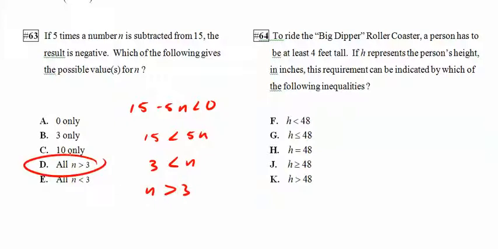Ride the Big Dipper. You have to be at least 4 feet tall. At least 4 feet tall means greater than or equal to 48. That's it.